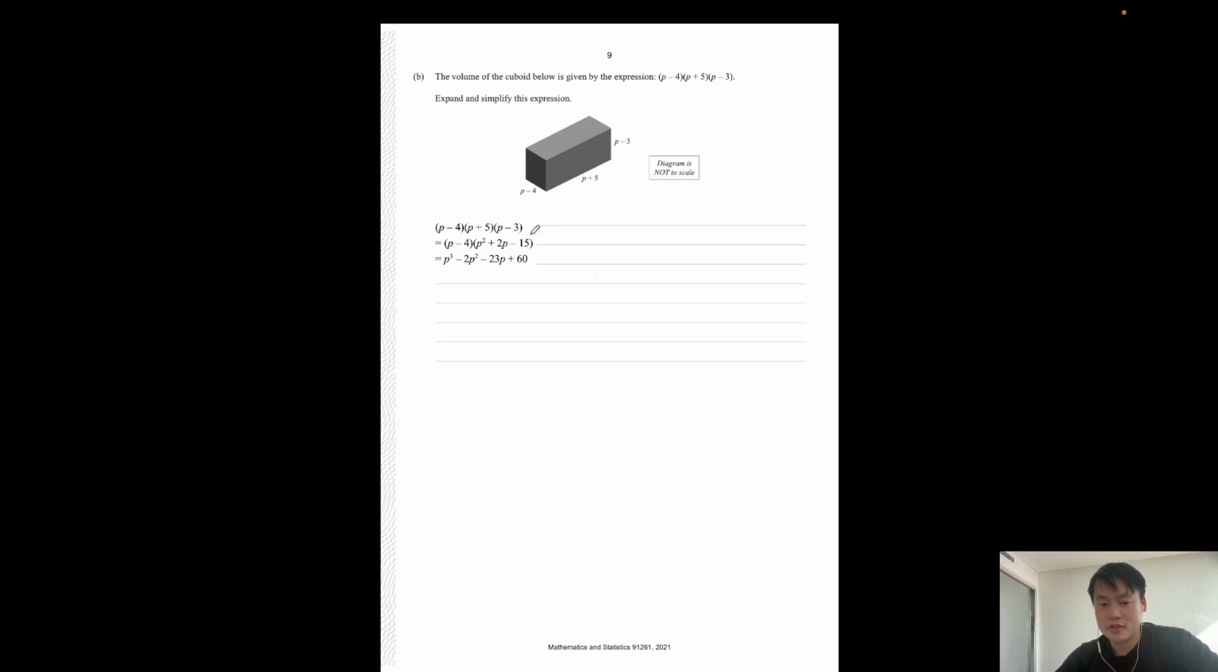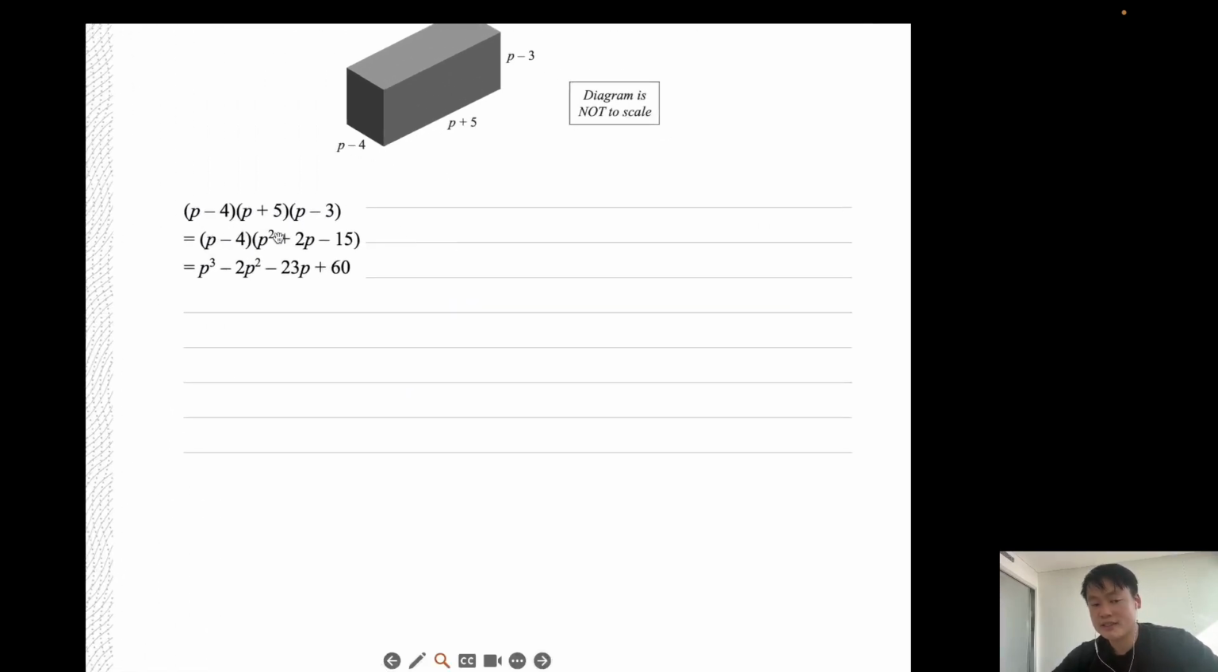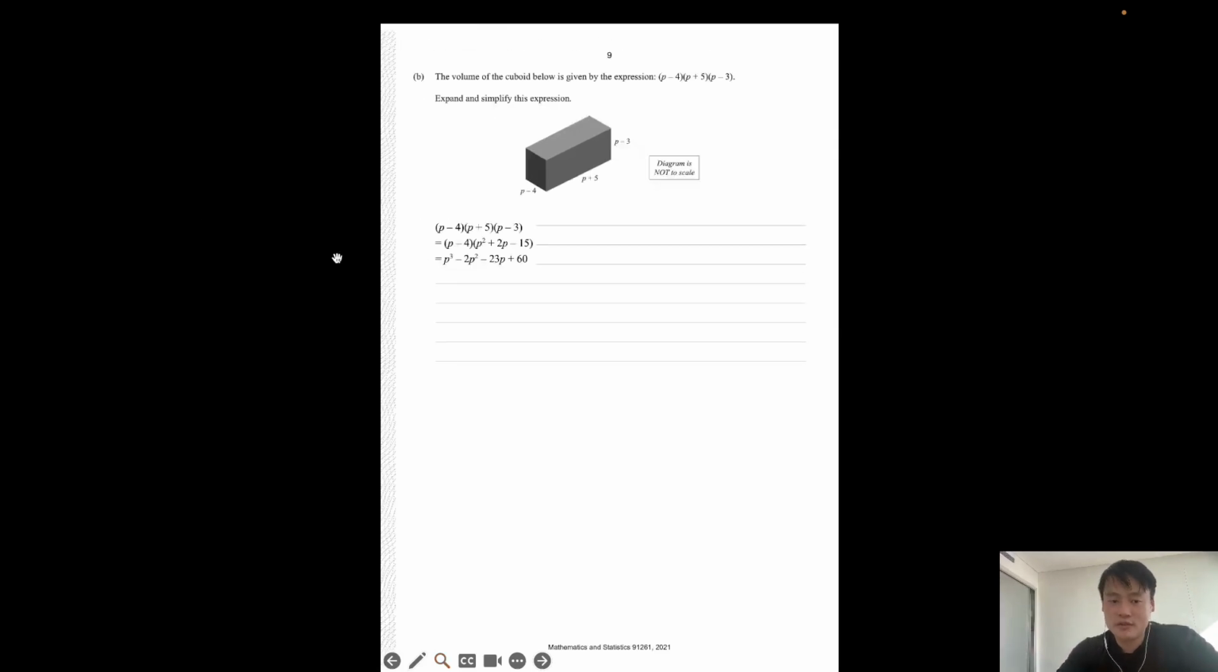Yeah? That's what they've really done over here. It was P multiplied by the second thing, minus 4 multiplied by the second thing. Expanded out, grouped together like terms, and then eventually you get P cubed minus whatever that is. Very straightforward. That's an excellent question.